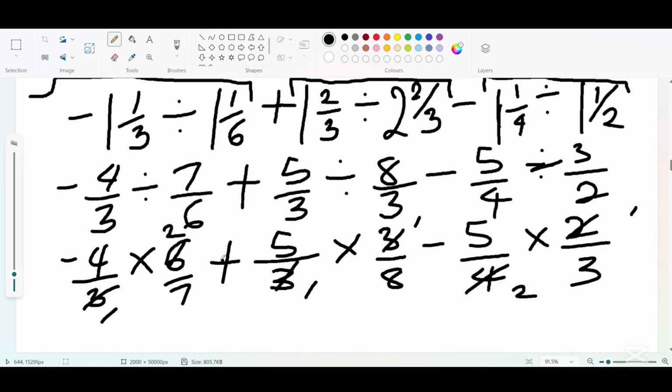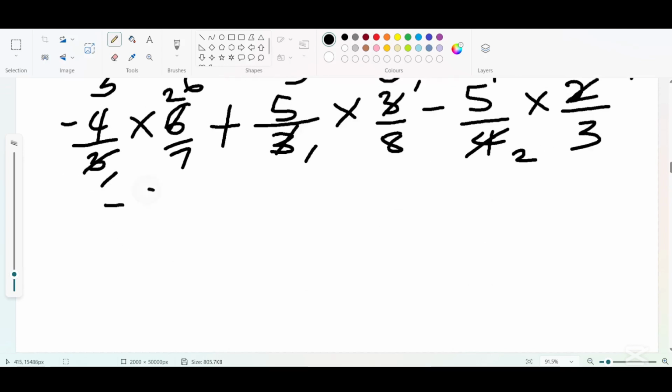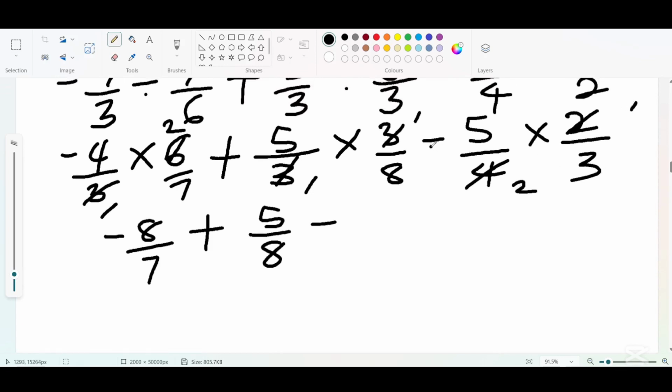So we'll now multiply out within the term. So this is going to be minus 4 times 2. That will be minus 8 all over 1 times 7, 7. Right? So this is going to be minus 8 all over 7. Now plus, this is going to be 5 times 1 all over 8. So that will be 5 all over 8. And this is going to be 5 times 1, 5 over 6. So that will be 5 all over 6.